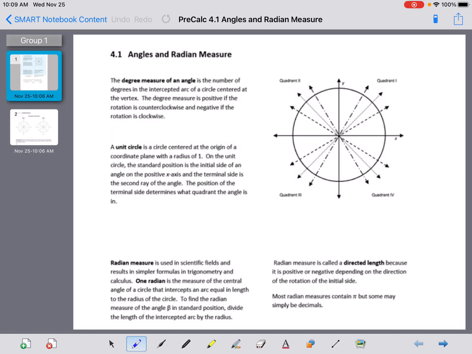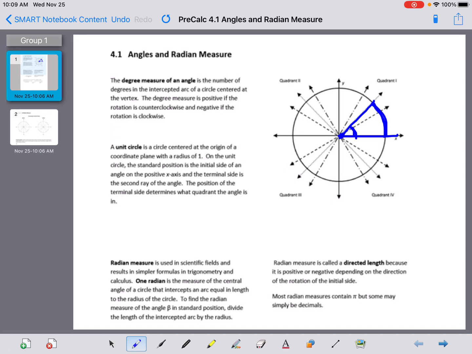Okay, we've worked in degrees with angles for years. The degree measure of an angle is the number of degrees in the intercepted arc of a circle centered at the vertex. Okay, think back to geometry. If I start here at this angle, do you remember that the central angle is equal to its intercepted arc? That's what it's saying, okay? So the degree is the number of degrees in the arc because it's the same thing as the center right here.